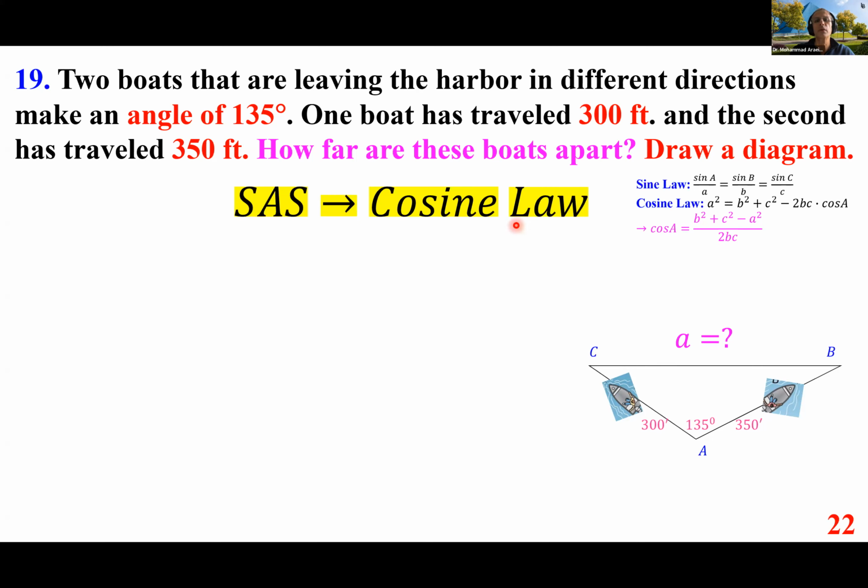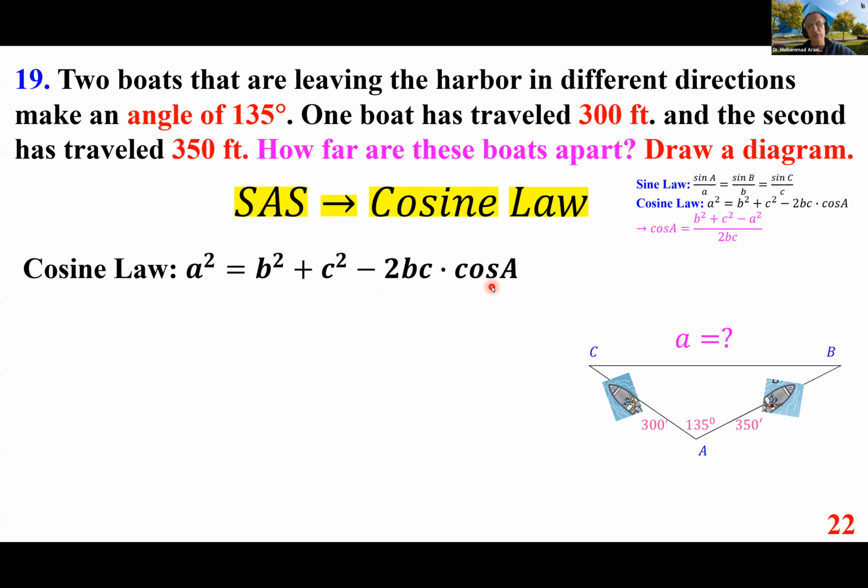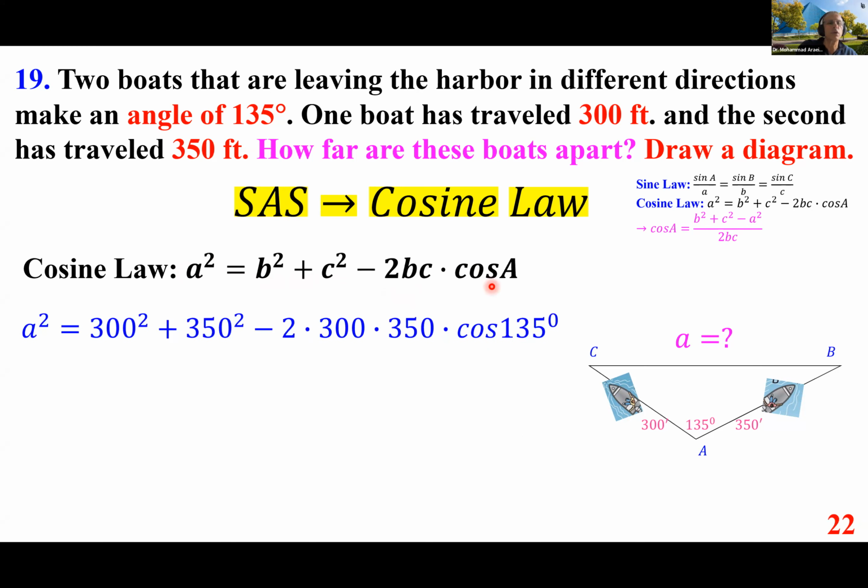So in essence, we are dealing with SAS, side, angle, side. We use the cosine law. A squared is B squared plus C squared minus 2BC cosine A. So all we have to do, plug in all the values. So 300 squared plus 350 squared minus 2 times 300 times 350 times cosine of 135.